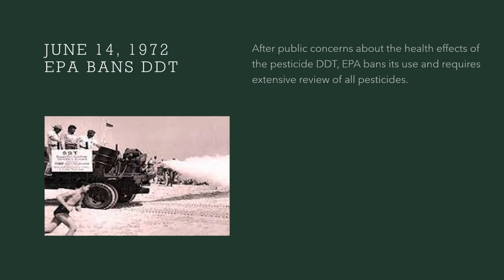The next EPA action was the ban of DDT. After public concern about the health effects of the pesticide DDT, EPA banned its use and required extensive review of all pesticides at this time.